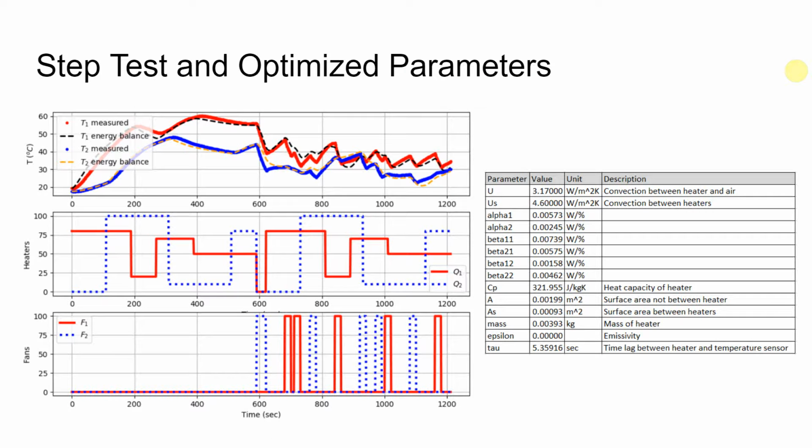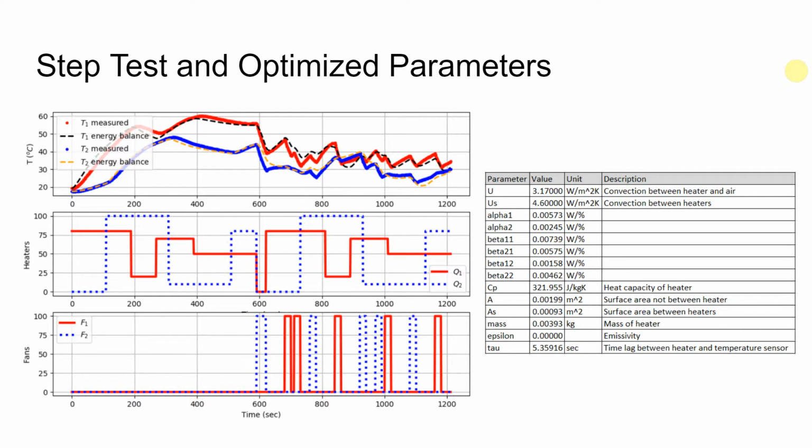Now, in order to use these equations, there's a lot of unknown parameters that we needed to solve for. We solved for these unknown parameters using a step test that varied both the heaters and both the fans and measured the temperature outputs, and then minimized the error of the model prediction for the temperature outputs versus the measured temperature outputs. You can see there on the right that we had 14 different parameters that we optimized for, and we then plugged those into our MPC.